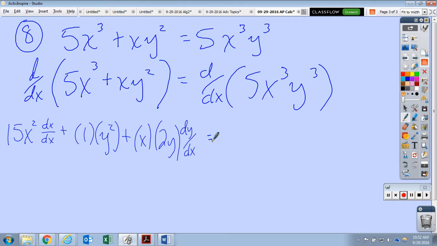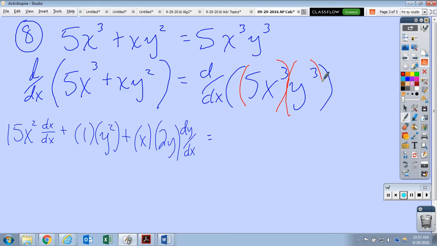Is equal to, now here again, it would make no sense to say, okay, I'll let 5 be a factor and then let this be a factor, because then you have product rule to deal with again. So it makes sense to say, okay, I'll let 5x cubed be one factor and let y cubed be the other factor when I do product rule.